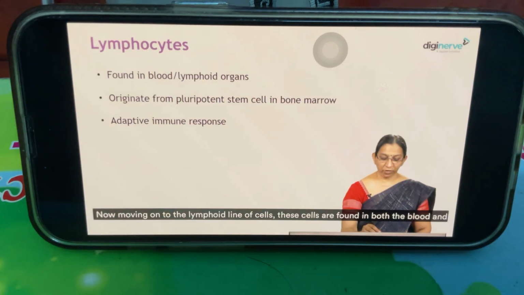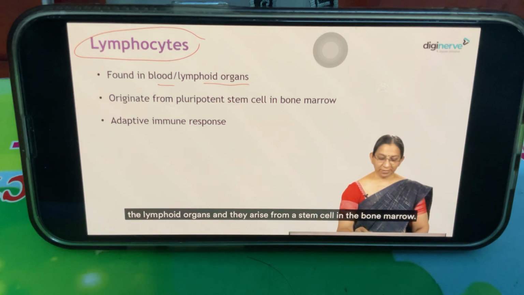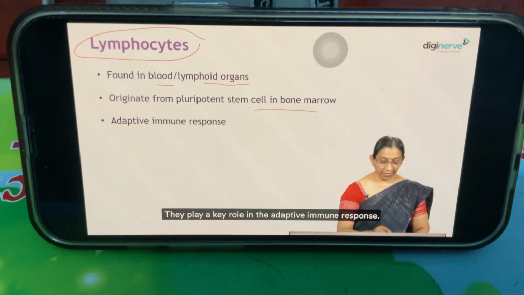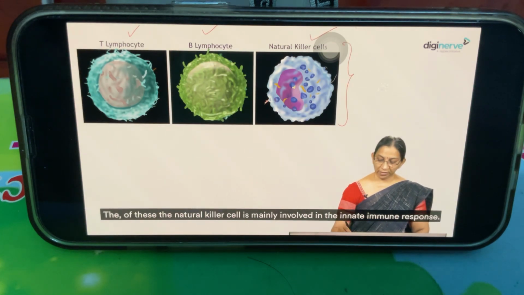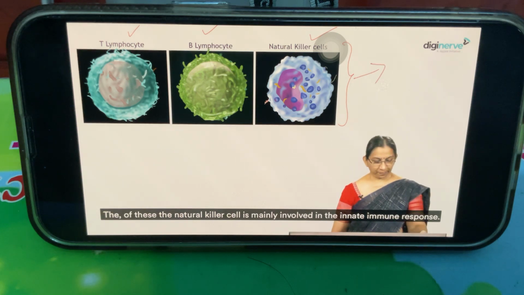Now, moving on to the lymphoid line of cells. These cells are found in both the blood and the lymphoid organs, and they arise from a stem cell in the bone marrow. They play a key role in the adaptive immune response. There are mainly 3 types. You have the T lymphocyte, the B lymphocyte, and the natural killer cells. Of these, the natural killer cell is mainly involved in the innate immune response.